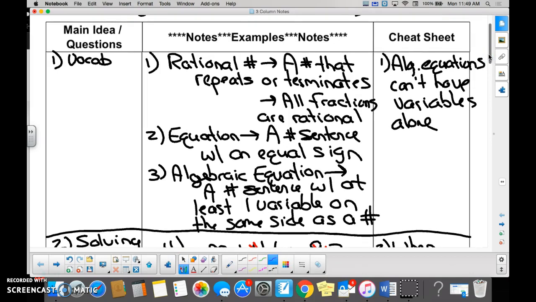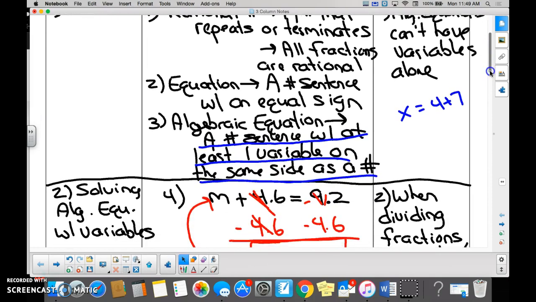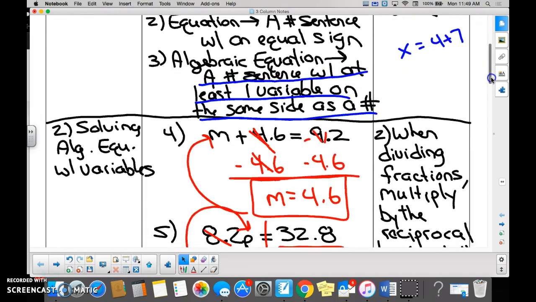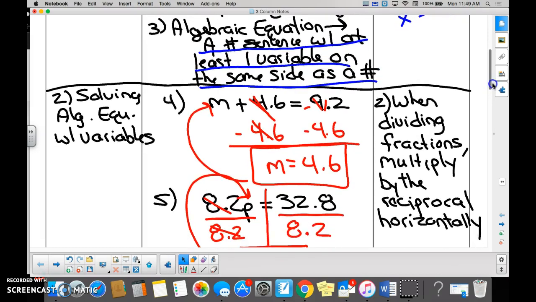Remember, an algebraic equation is a number sentence with at least one variable on the same side as a number. X equals 4 plus 7 is not an algebraic equation. Yes, no? Yes. There's no numbers with that X. Number 2, solving algebraic equations with variables. Number 4, self-explanatory. We've already done problems like this. We just have decimals now.